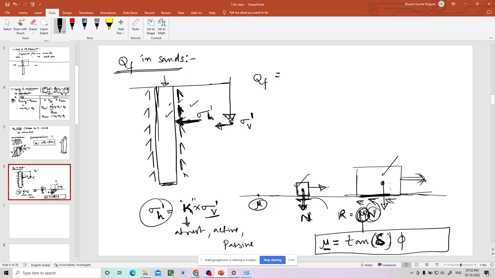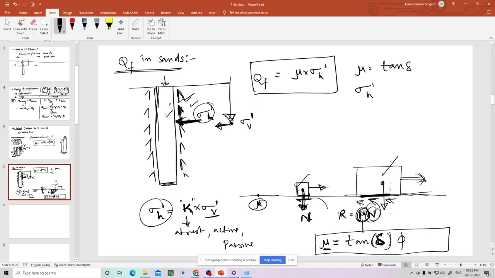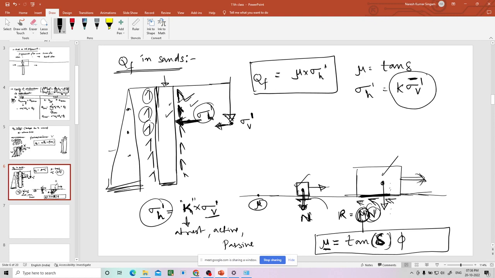So sigma h will come from sigma v, and then this resistance will come from sigma h. Finally, how do we calculate? Mu into sigma h dash, where mu is tan delta and sigma h dash is K into sigma v dash. But at which depth do you have to calculate this sigma v dash? This depth or this depth? Because the resistance is coming all over the surface, you cannot take a particular depth. You have to take all over the depth, that means you have to take the average. The effective vertical stress varies linearly, right? You take the average value and multiply by K, then you will get sigma h average. If you multiply that sigma h average here, then you will get the frictional resistance in the sand, right?